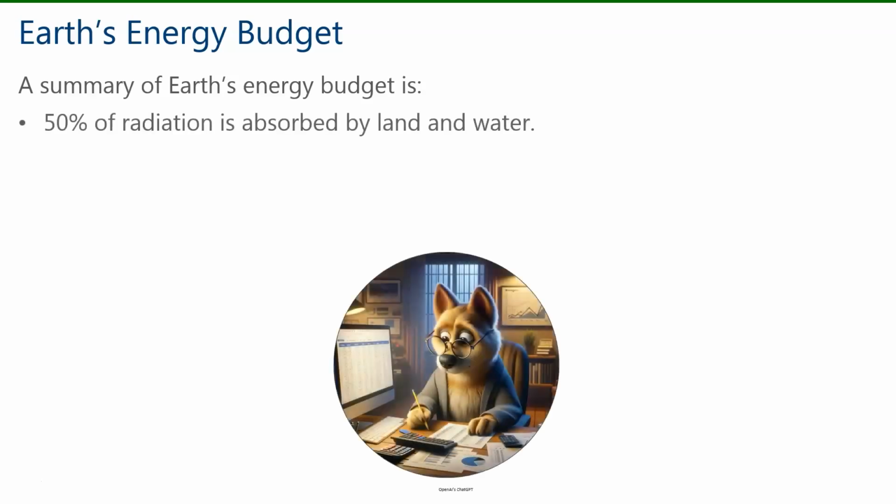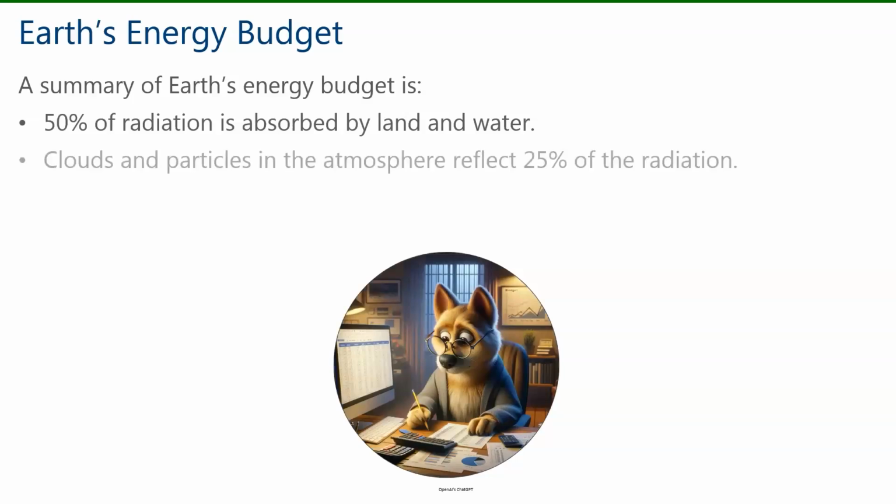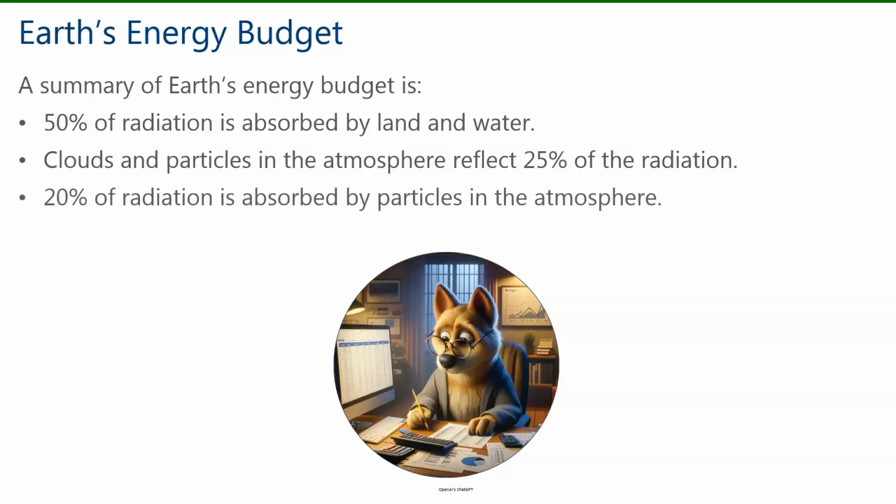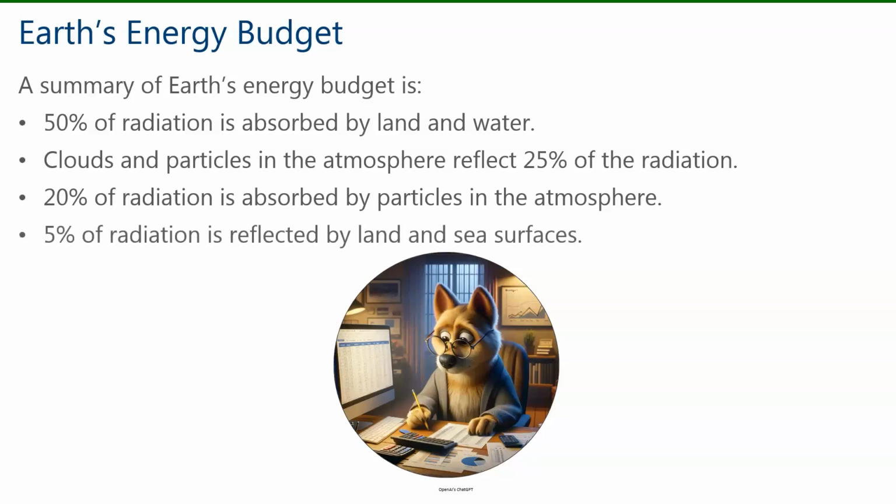So once more, a summary of Earth's energy budget is: 50% of radiation is absorbed by land and water. Clouds and particles in the atmosphere reflect 25% of the radiation. 20% of radiation is absorbed by particles in the atmosphere. And 5% of radiation is reflected by land and sea surfaces. And again, notice that this adds up to 100%.